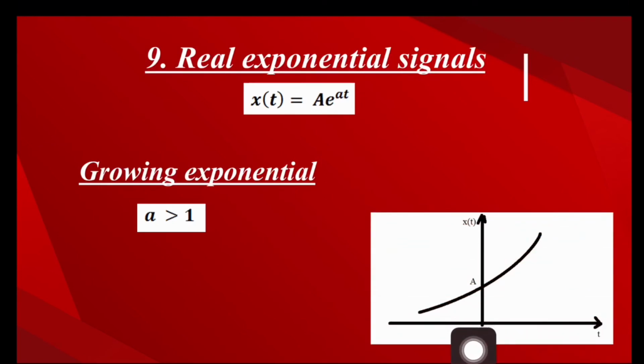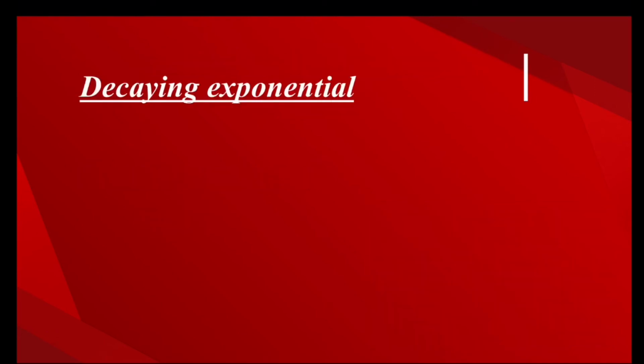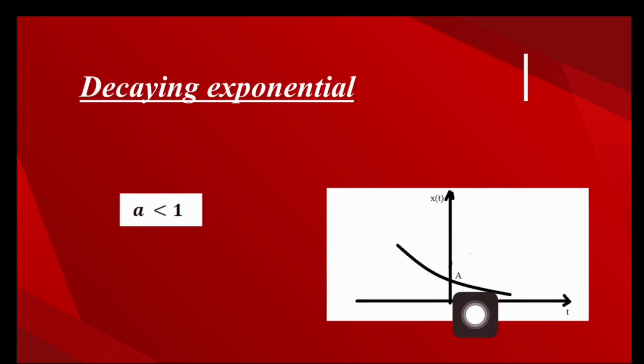You can see the independent variable time is plotted along x-axis and the signal value along y-axis. The signal is having a value A at t equal to 0 and it is a growing exponential. What does that mean? It means as time goes on, the signal value increases exponentially. And for a less than 1, it's a decaying exponential which looks like this. Here also at t equal to 0, the signal value is A, and as time goes on, the signal amplitude decays.